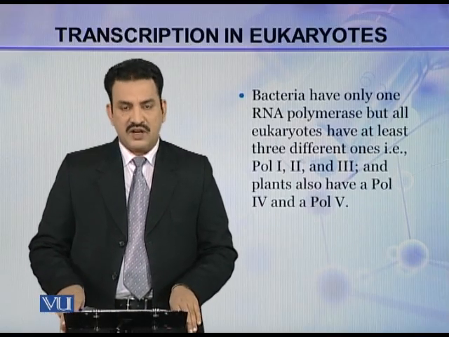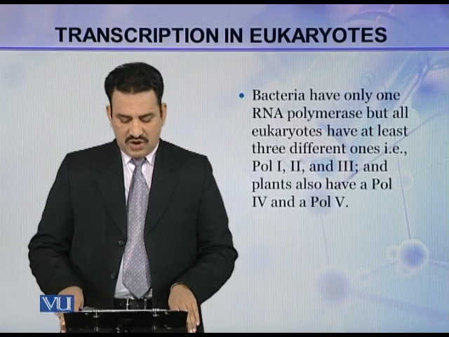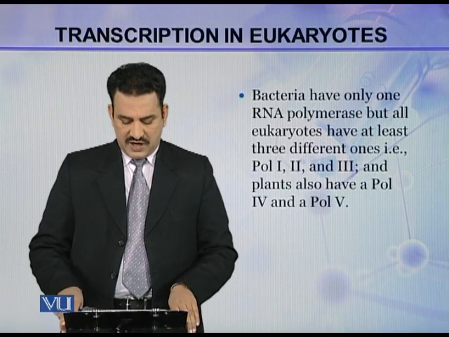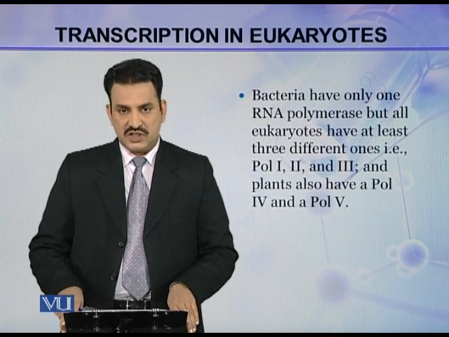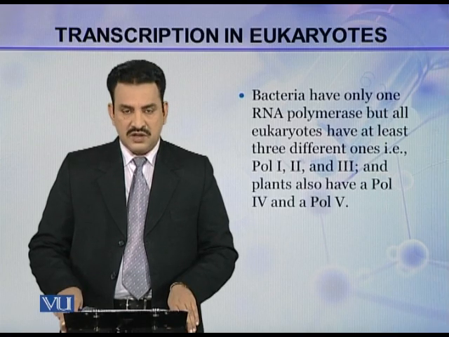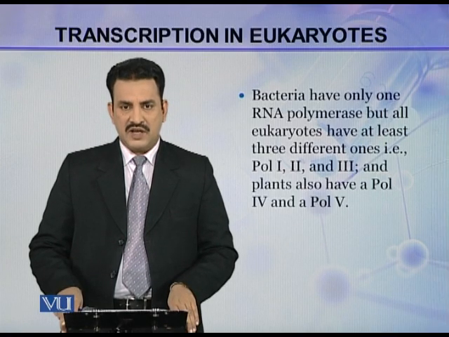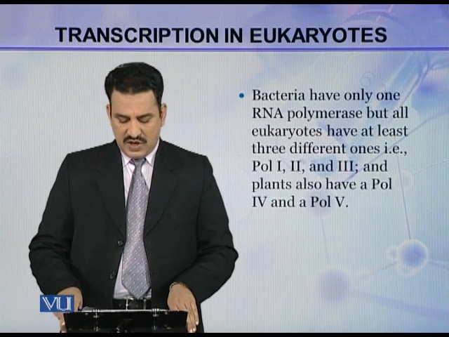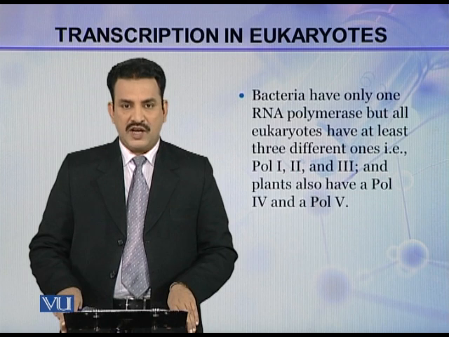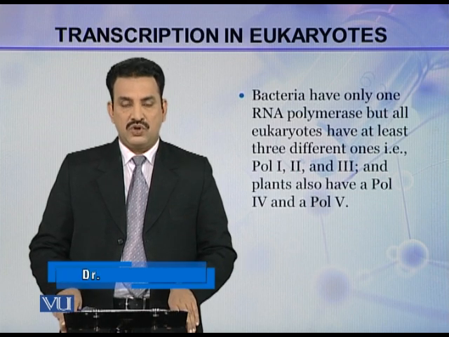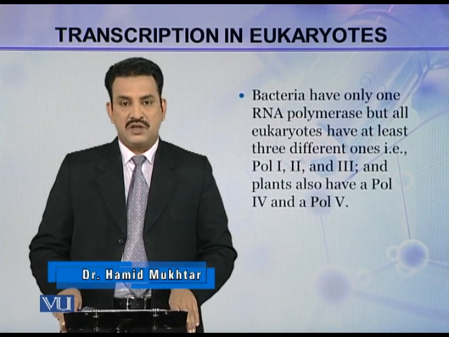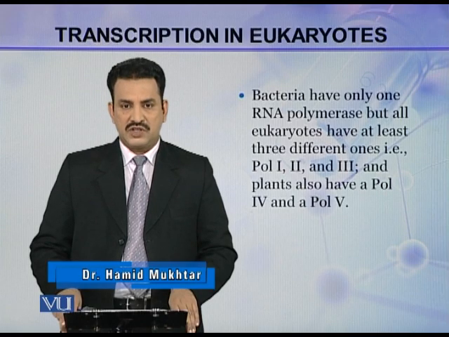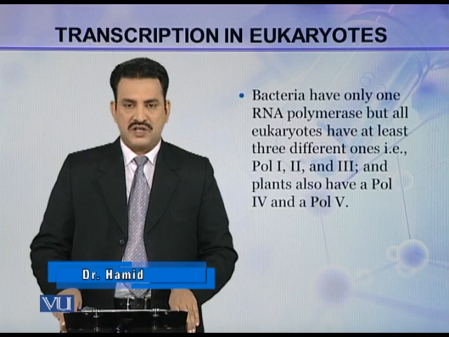Bacteria have only one RNA polymerase, but all eukaryotes have at least three different ones. That is RNA polymerase 1, RNA polymerase 2, and RNA polymerase 3. And plants also have polymerase 4 and polymerase 5. So there are 5 different types of polymerases found in the animals and plants.